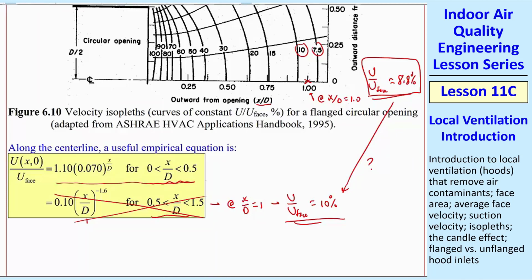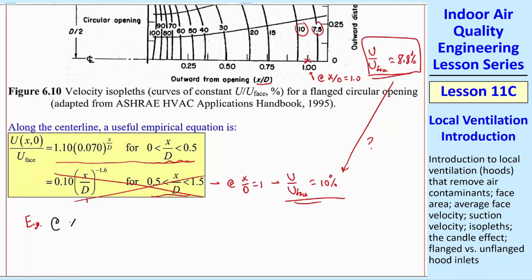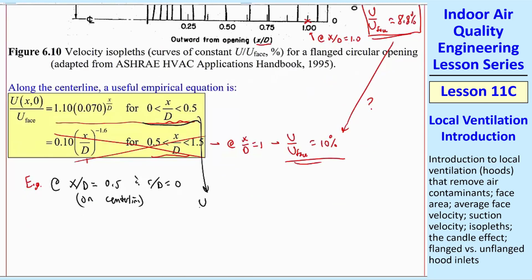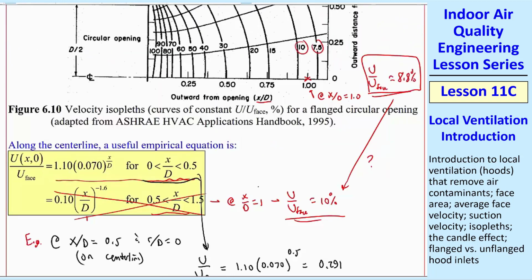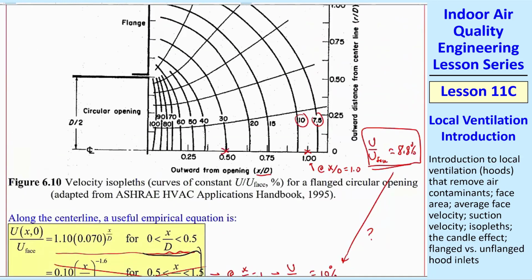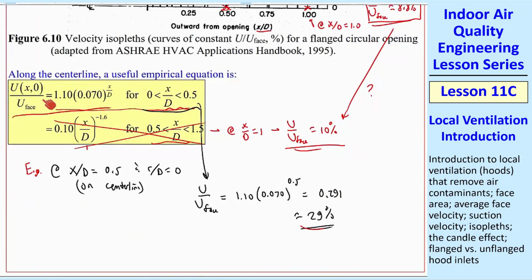It turns out that this equation works. I'll do an example at X over D equal 0.5 and R over D equals 0. So we're on the center line. So U over U face is equal to 1.10 times 0.070 to the X over D, which is 0.5, and you get 0.291 or approximately 29%. That agrees pretty well with the plot. On the center line, you would be right here when X over D is 0.5, and that's the 30% isopleth. Not perfect, but this equation is pretty good.